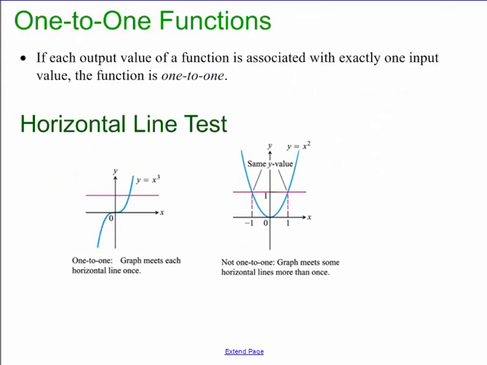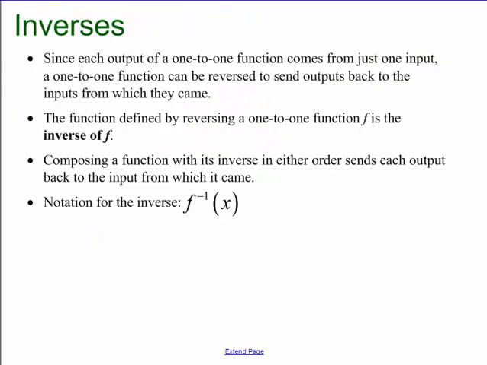Okay, one-to-one functions. This is important. When a function has one input, each output is associated with exactly one input. You have a couple different ways that we test that. One way is the horizontal line test. This function y equals x cubed is 1-to-1 because it passes the horizontal line test. Your graph only intersects at one point. Versus y equals x squared, that does not pass our horizontal line test. And what this means is going to be on our next slide.